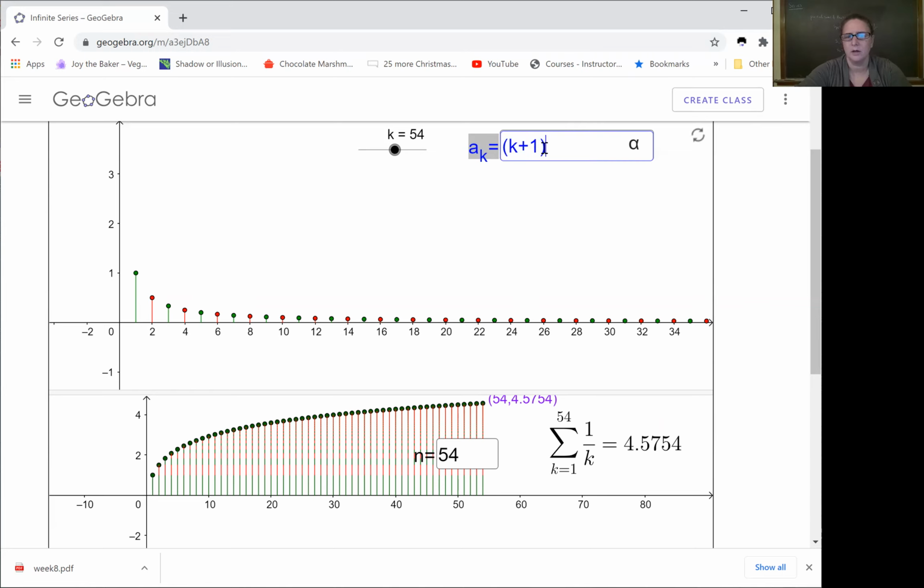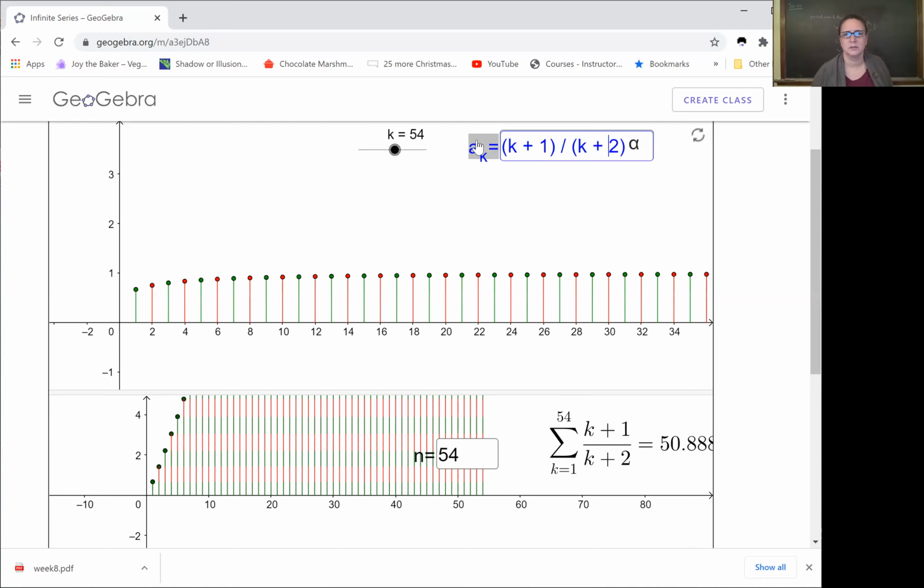K plus 1 divided by K plus 2. Okay, let's see if it does that. Whoops. It doesn't like me. All right, let's go back so we can see it a little better.